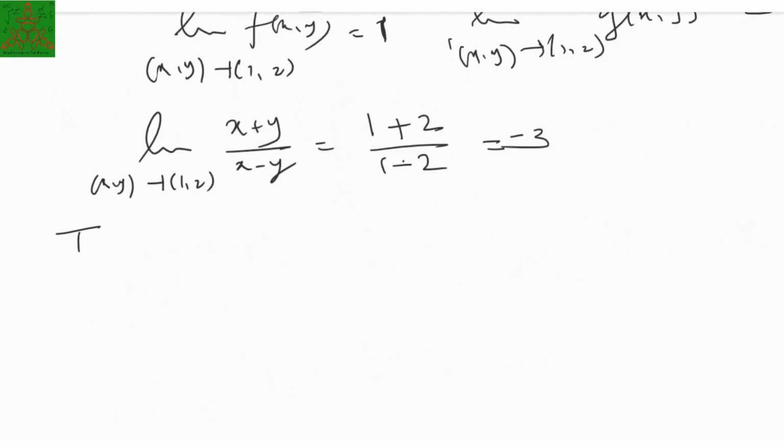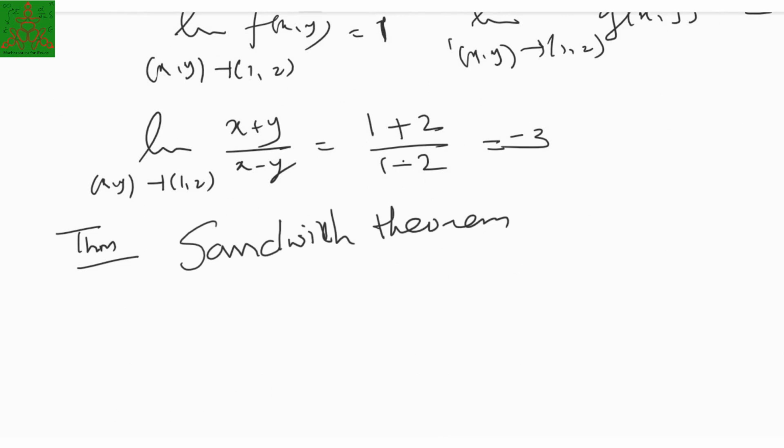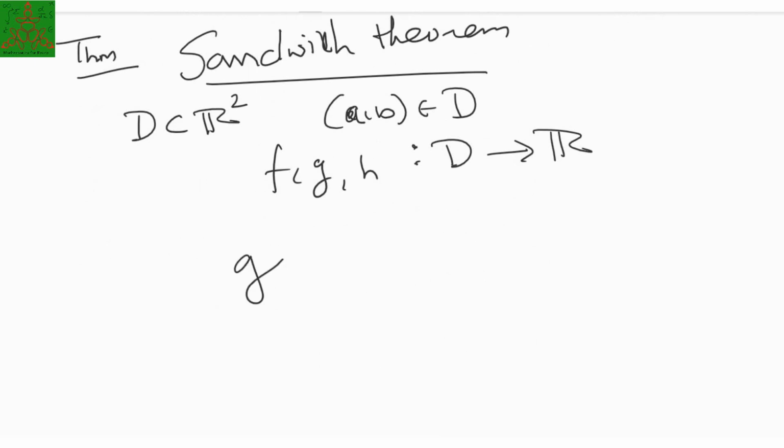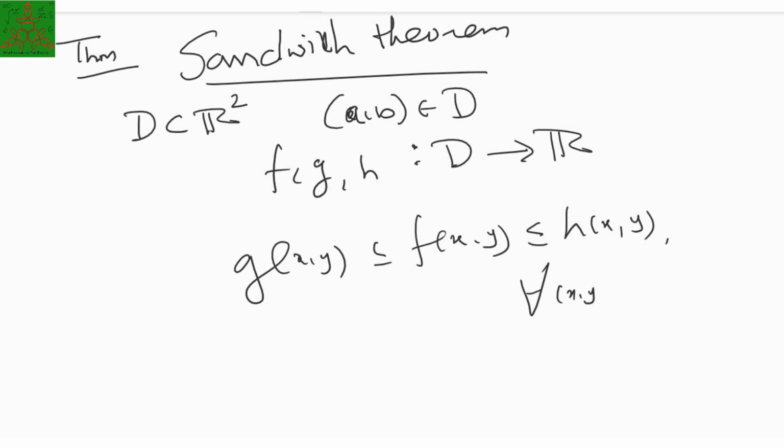We'll have another result called the sandwich theorem. As with one variable, we consider D, a subset of R squared, which is an open set containing a neighborhood of (a,b), where (a,b) is a point in D. Suppose f, g and h are real valued functions defined on D, and g of (x,y) is less than or equal to f of (x,y) is less than or equal to h of (x,y) for every (x,y) in D, or in the intersection of a neighborhood of (a,b) with D.